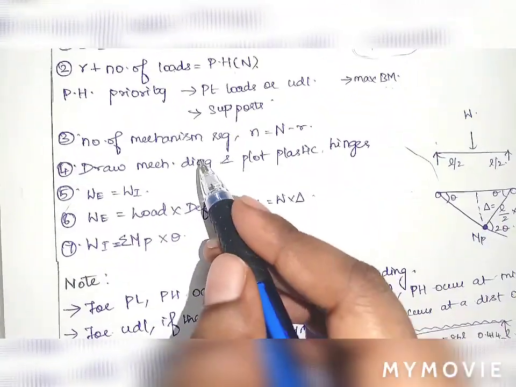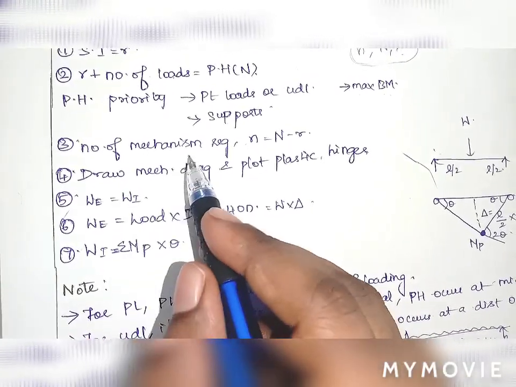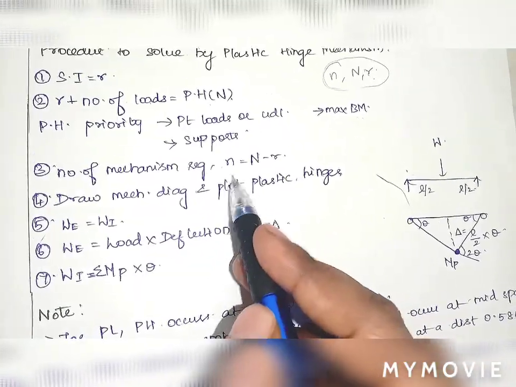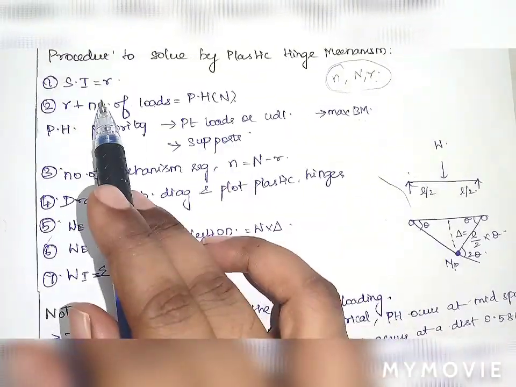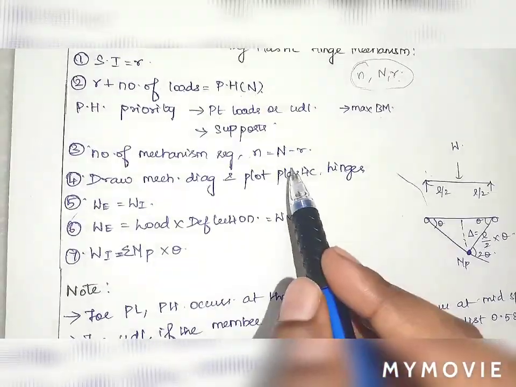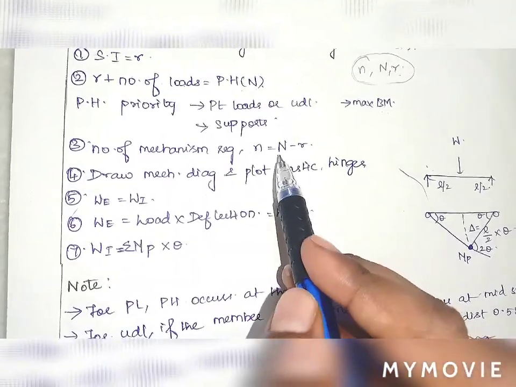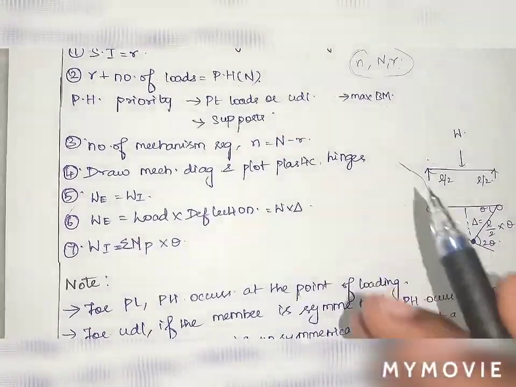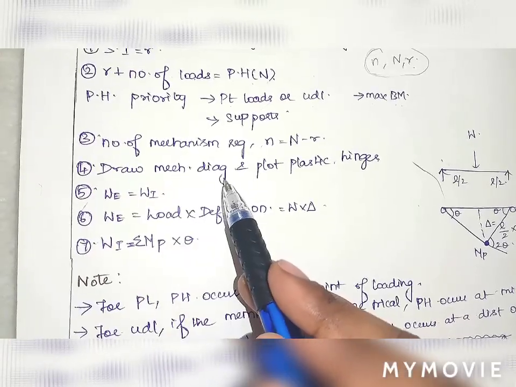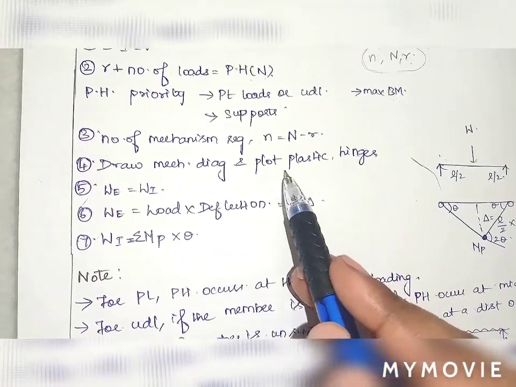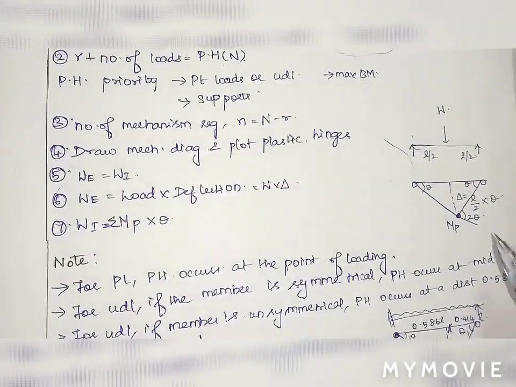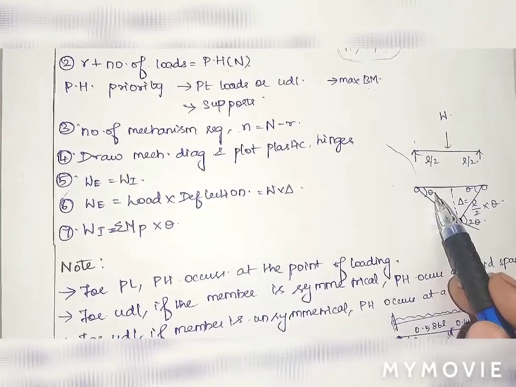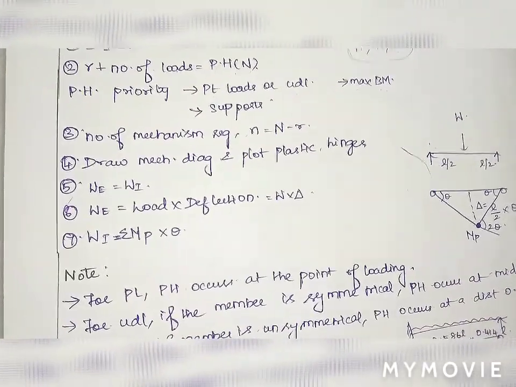Okay. So the third one will be the number of mechanisms required to solve the problem, that is small n. This small n is equal to capital N minus r. Okay, so usually in simpler problems you'll find the number of mechanisms required will be 1. In other advanced problems you'll require 2 or 3 mechanisms like that. Okay, so next we have to draw the mechanism diagram and plot the plastic hinges and the mechanical hinges in the diagram. Okay, so the next thing we have to calculate is the work done in the beam.